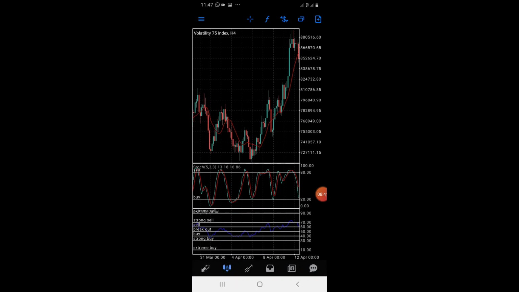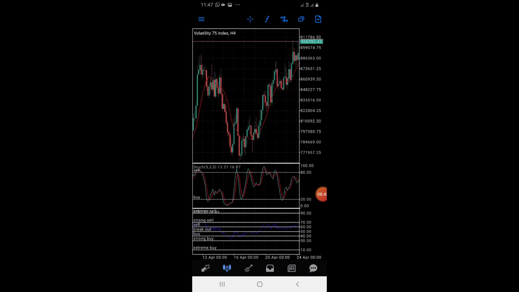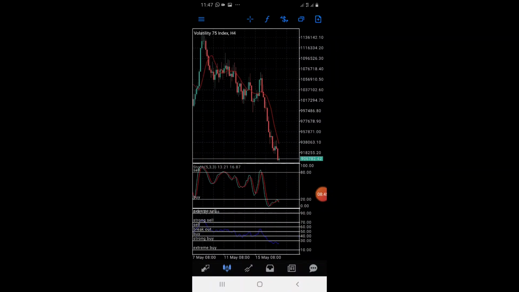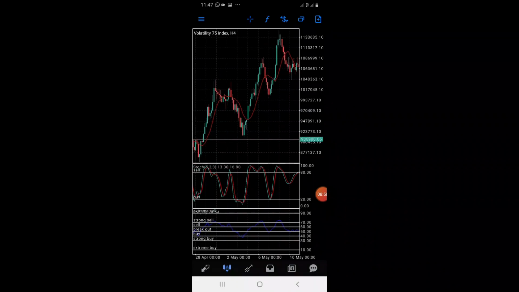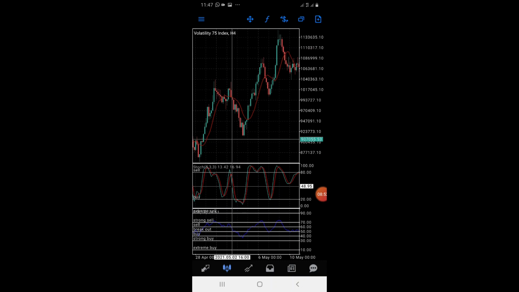You want the letter W to be formed at the bottom of your stochastic, just like this. Can you see? And then the moment it completes this, as it exits level 20, that's when you press your buy, if your RSI is still in the buy regions. And as you can see, the market went all the way up.